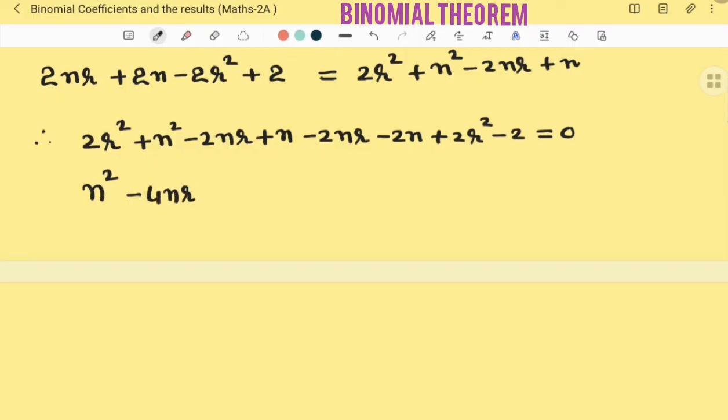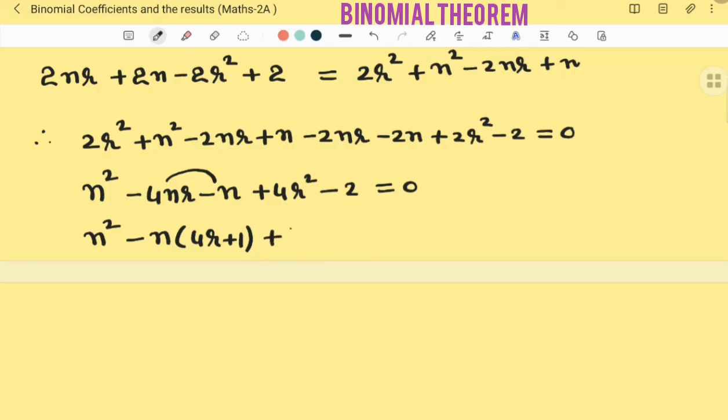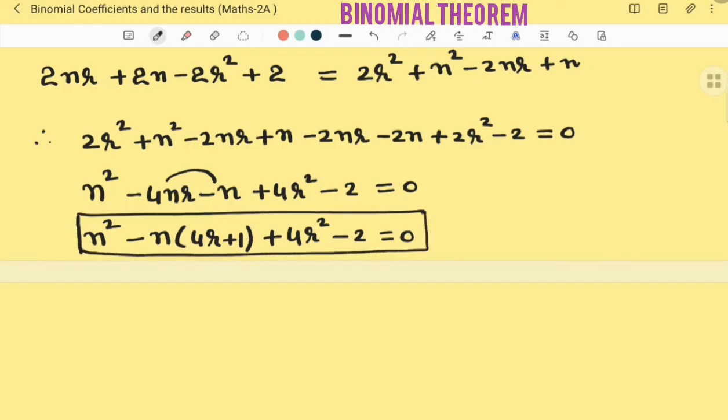That is over. Next, plus n minus 2n, so minus n. Next, r square, 2r square plus 2r square, 4r square. Next, minus 2. From these two take common, minus n common: n square minus n into (4r plus 1) plus 4r square minus 2 equal to 0. Hence proved.